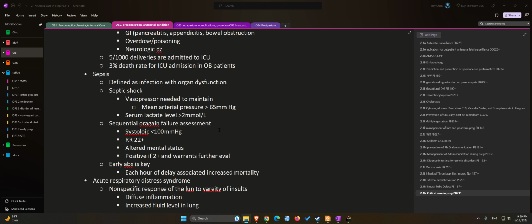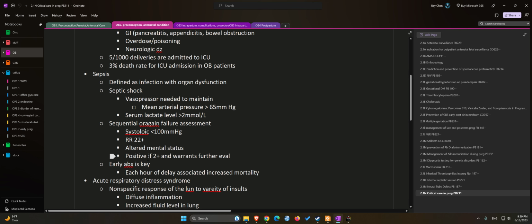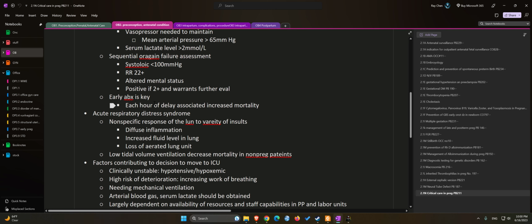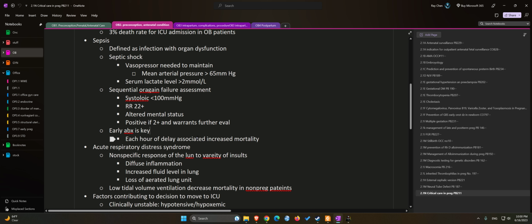When should we assess for organ failure? So systemic blood pressure is less than 100 millimeters of mercury. Respiratory rate is 22 plus. Altered mental status. If 2 out of the 3 is positive, this warrants further evaluation. Early antibiotics is key. Each hour of delay is associated with increased mortality.